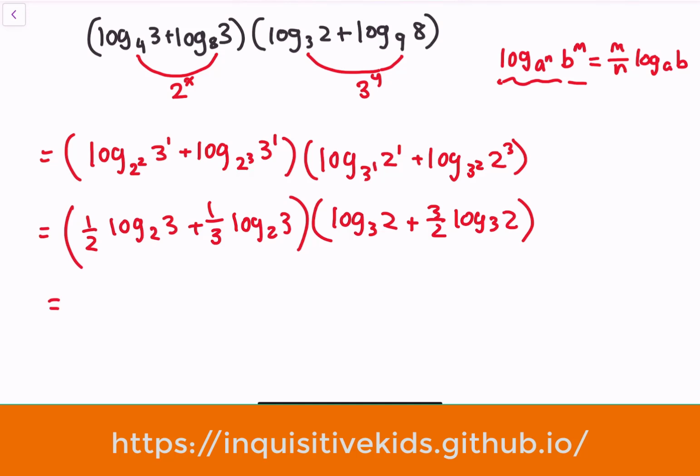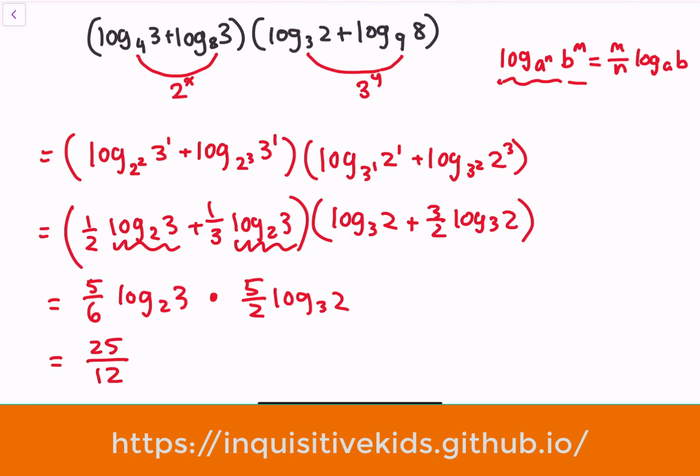Now, because we have like terms in the parentheses, we can combine them. We are left with 5 over 6 times log base 2 of 3 times our second parentheses, which we can also combine like terms. We are left with 5 over 2 times log base 3, 2. And when we simplify, we're left with 25 over 12 times these products.